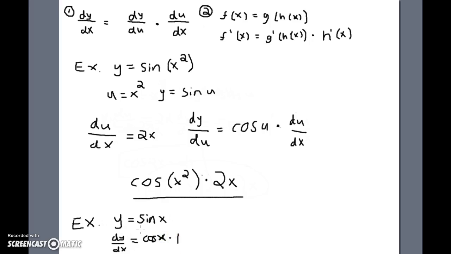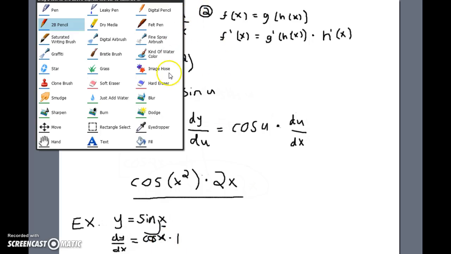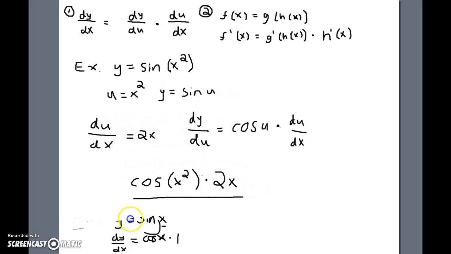You're taking the derivative of the outside function, which is sine x, and then you're taking the derivative of the inside function. So this is technically how the derivative of sine x should be written. Now let's go through another example. I'm going to erase all this.